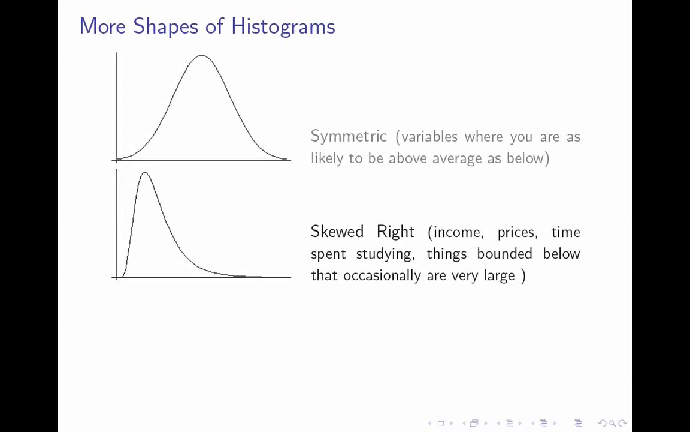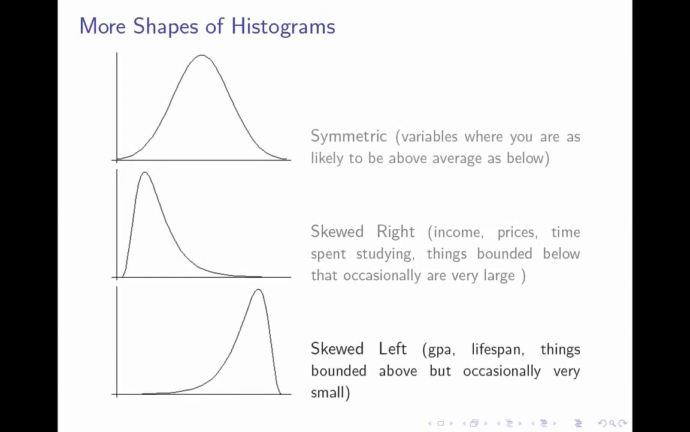Likewise, you can't spend less than 0 time studying, but you can spend much more than the typical time spent studying. Skewed left, of course, is where the tail is long to the left and short to the right. There are only a few times where that occurs in nature. The things that I can think of are GPA and test scores and lifespan.